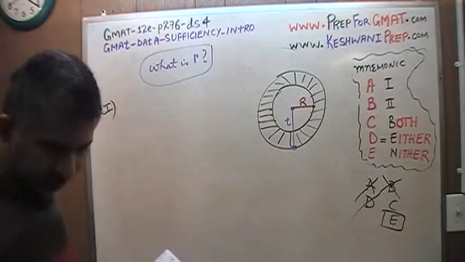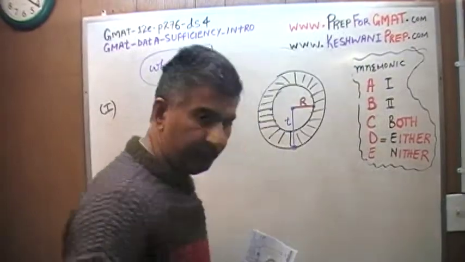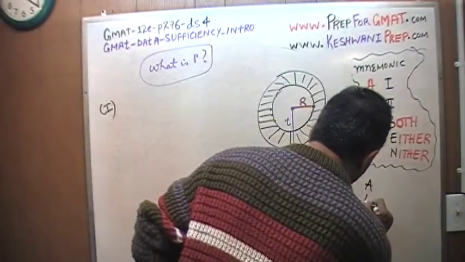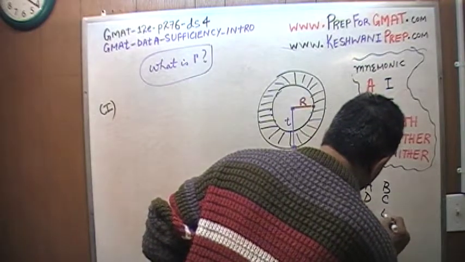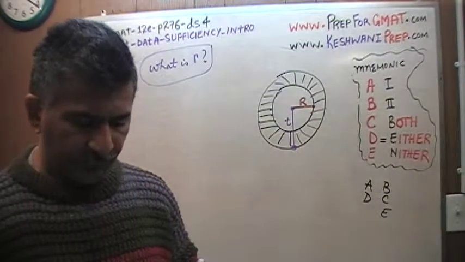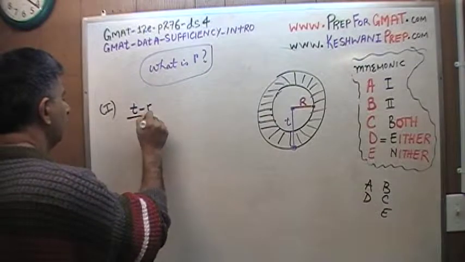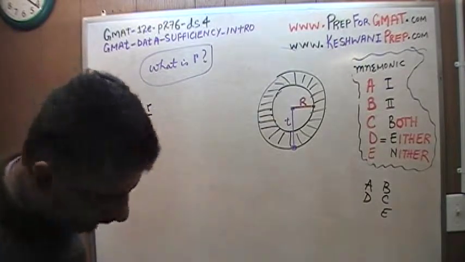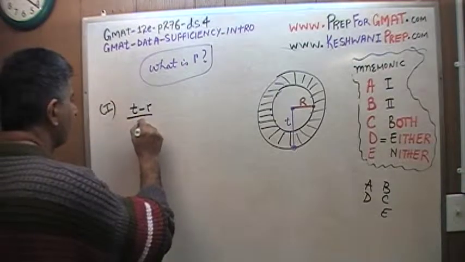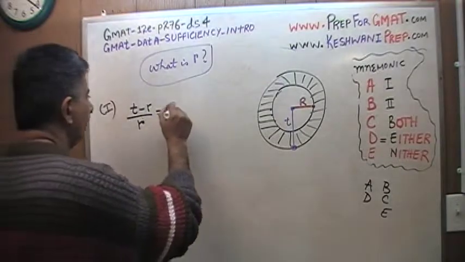Before we do any work at all, since it is a data sufficiency problem, the very first thing we should do is write down A, D, B, C, E. The first statement tells us that the ratio of t minus r to r is 0.15.